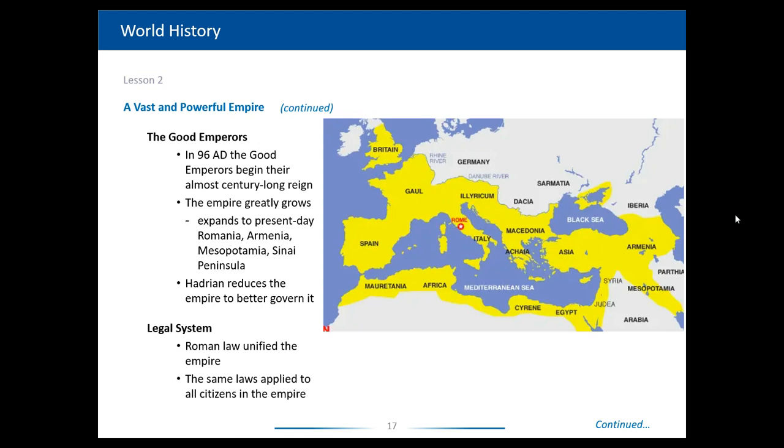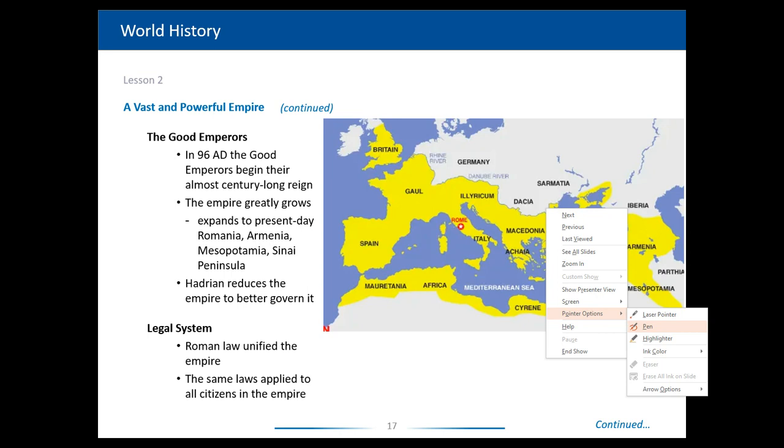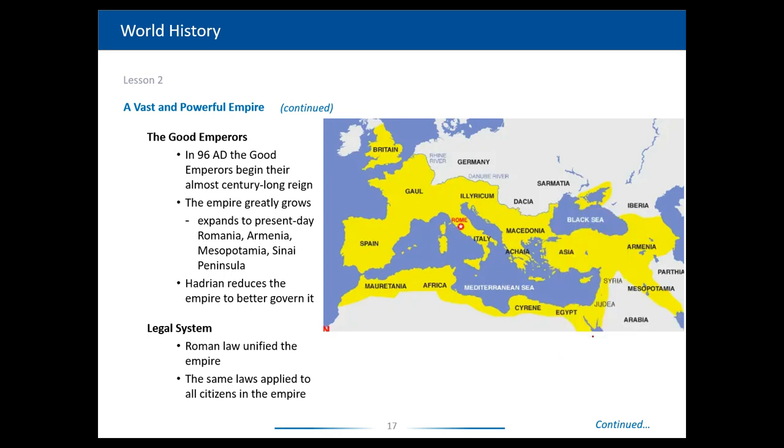The empire greatly grows and expands to present-day Romania, Armenia, Mesopotamia, and the Sinai Peninsula, which is where Asia and Africa start. That's where the connection between Africa is, and the Sinai Peninsula is right here in this section. Let me see if I can put my pointer. And this is the Sinai Peninsula right here.